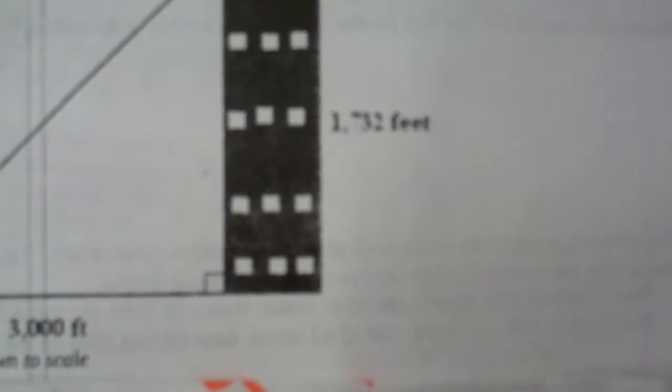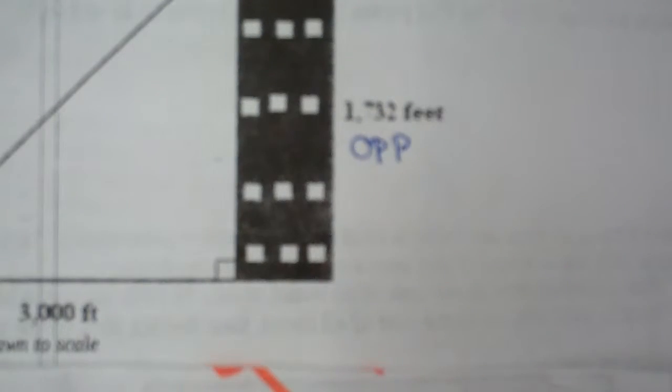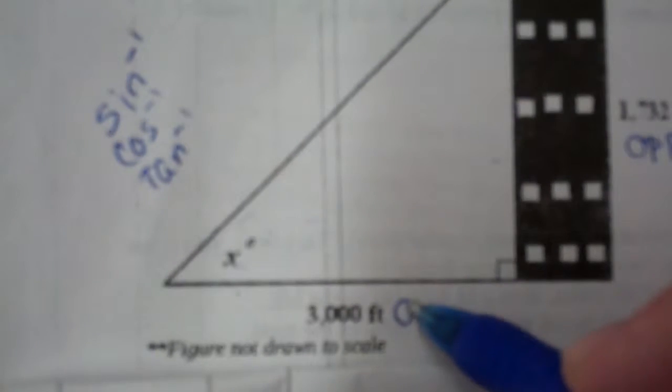Well, if that's my angle, what is the name for the side that's across from that angle? The name for the side that's across from the angle is the opposite side. And if this is my angle right there, then what is the name for the side that's next to it? That, of course, is the adjacent side. So which one, the inverse sine, the inverse cosine, or the inverse tangent, should use an opposite and an adjacent?